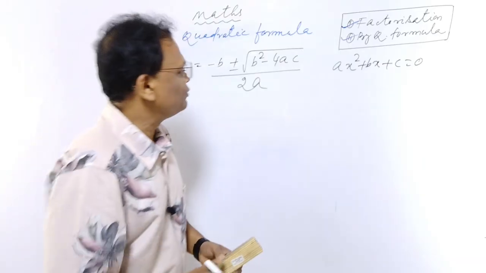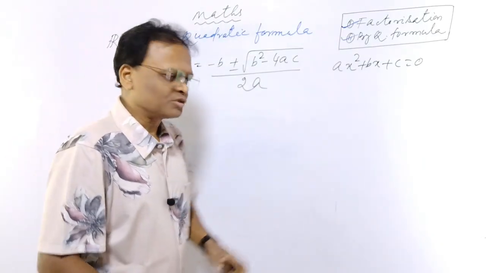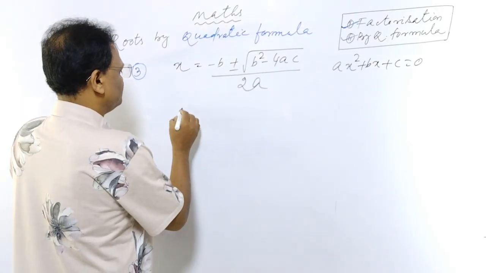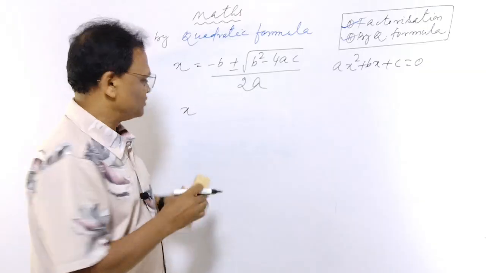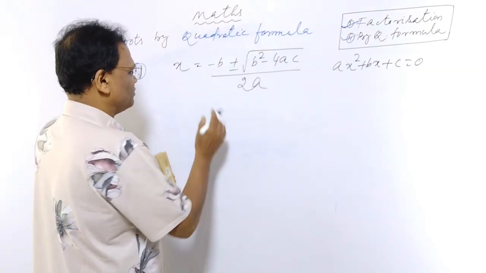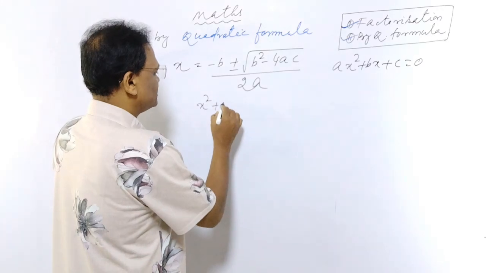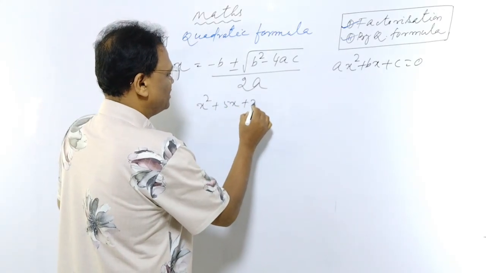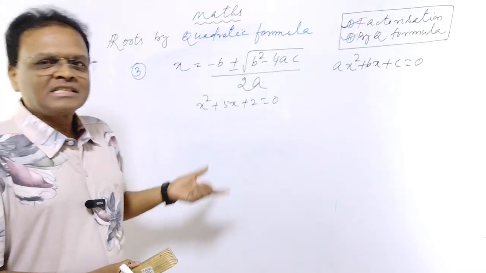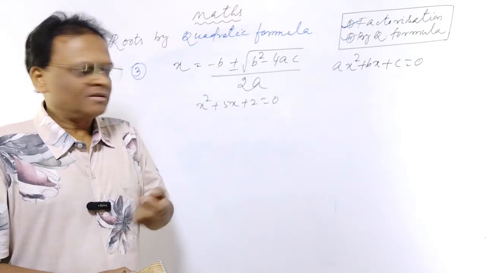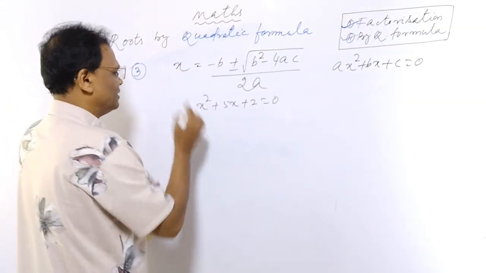But before this, I have to do one problem: how to use this formula in any quadratic equation. Let me start with one quadratic equation where the middle term is impossible to split. Suppose x square plus 5x plus 2 equals 0. In this case, you can't split the middle term. In general, we can't do it. So therefore, I have to use this formula.